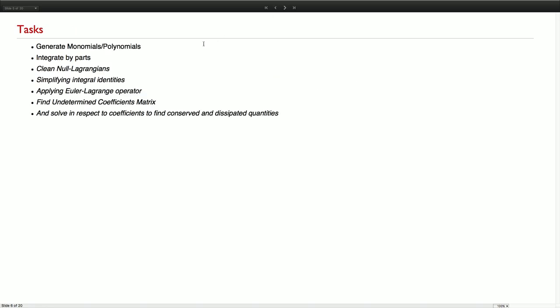I want to talk about the simple tasks that we are doing. We are generating monomials or polynomials, integrating by parts, cleaning null Lagrangians, and simplifying integral identities. And after applying the Euler-Lagrange operator and finding the undetermined coefficient matrix, we are solving an equation we will see, and we are getting the conserved and dissipated quantities. The thing is, we have implemented some basic operations, and within these basic operations, we can do some hard and complex stuff, which I will show, to find the conserved and dissipated quantities.